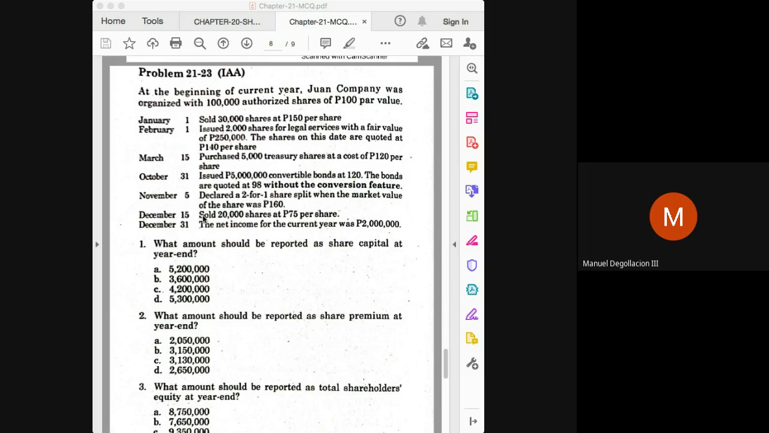50,000. Okay, on March 15, purchase 5,000 treasury shares at the cost of 120 per share. So 120 times 5,000. This would give us 600,000. So debit treasury shares, and credit cash 600,000. On October 31, issued 5,000 convertible bonds at 120. The bonds are quoted at 98 without the conversion feature.